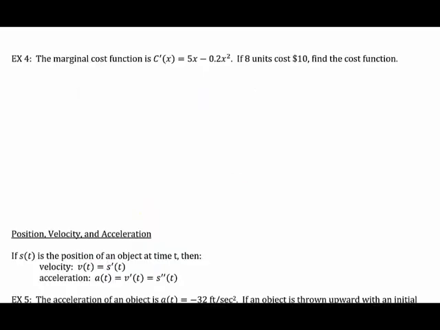All right, let's do a couple applications of finding antiderivatives. So in example 4, we are given the marginal cost. So we're given a derivative. We want to find the original, the starting cost function. If I am given a derivative and I want to find the original function, I can integrate or find the antiderivative. So I'm going to integrate the 5x minus 0.2 x squared.